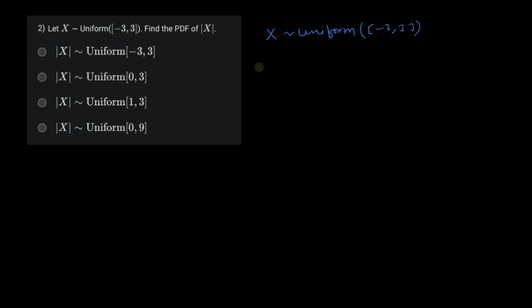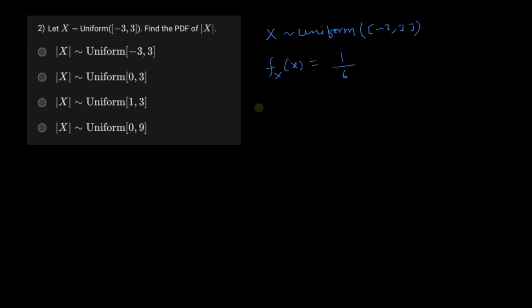So first let's calculate the PDF of x itself. What will be the PDF of x? As we know, for any uniform random variable, the PDF is equal to 1 divided by the difference in the ranges. Here it will be 3 minus -3, that is 1 by 6. So now we know everything about the distribution of x, and using this information we have to find out the PDF of mod of x.